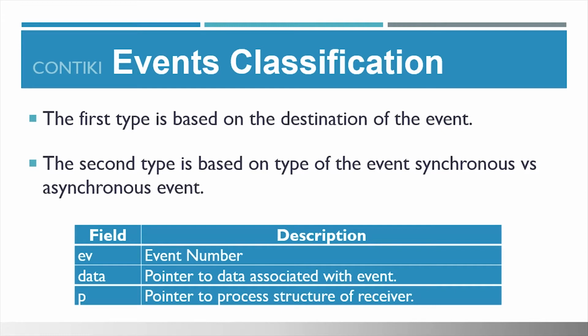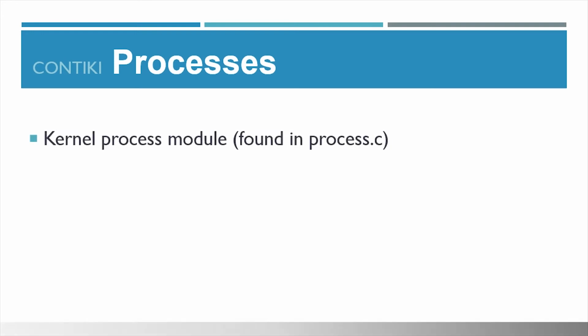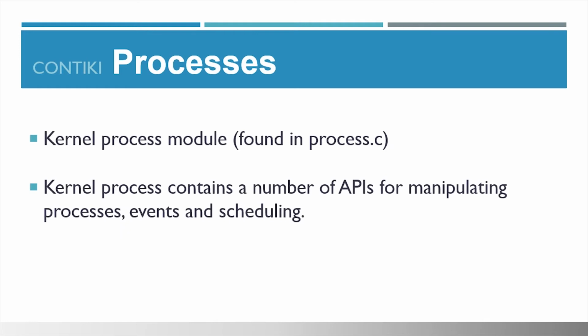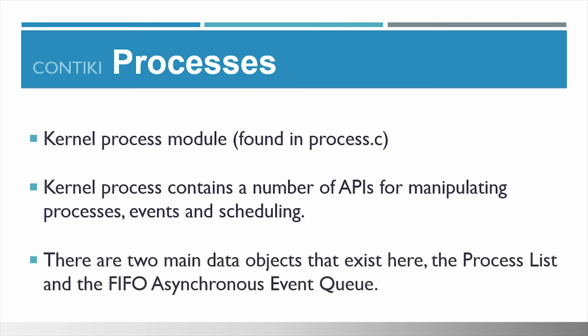Now let's talk about processes. The kernel process module is found in the file process.c. It is the heart of the operating system. It contains a number of APIs for manipulating processes, events, and also for scheduling. There are 2 main data objects that exist here, the process list and the FIFO asynchronous event queue.